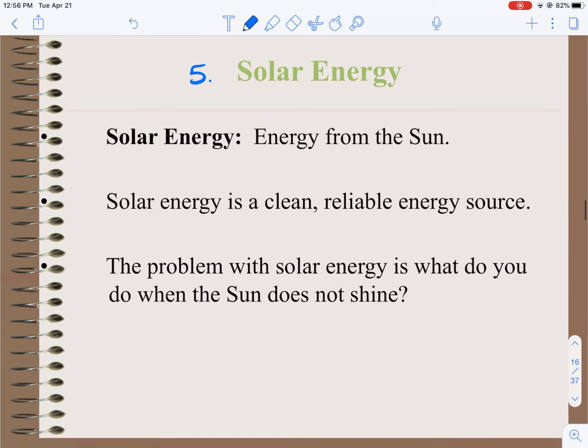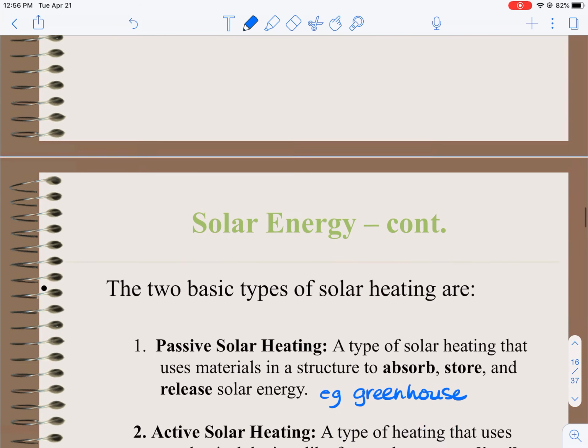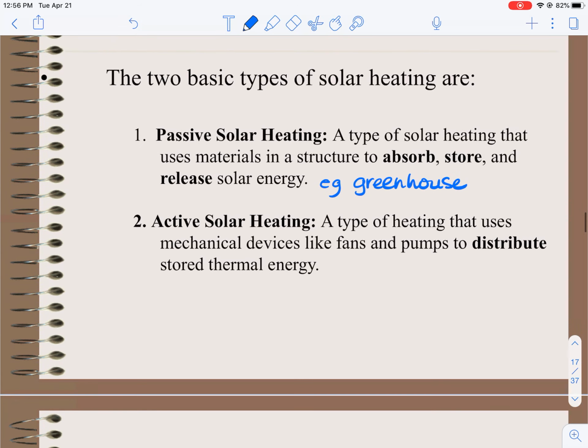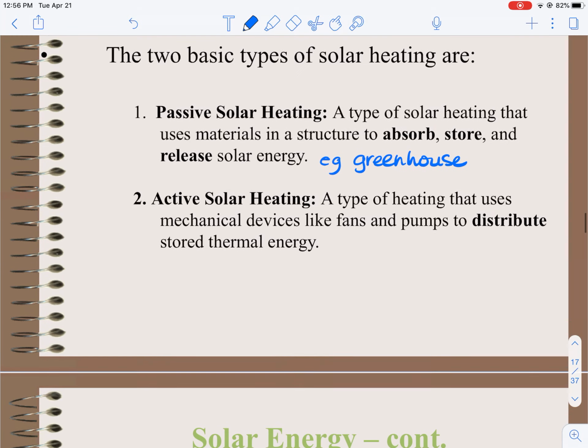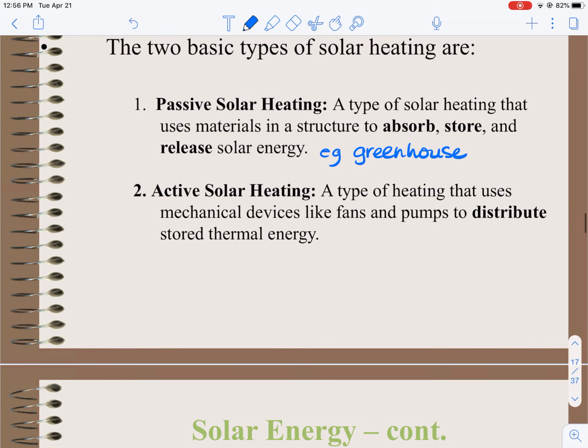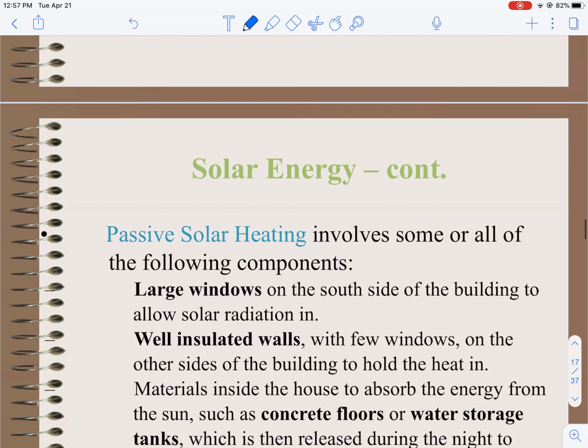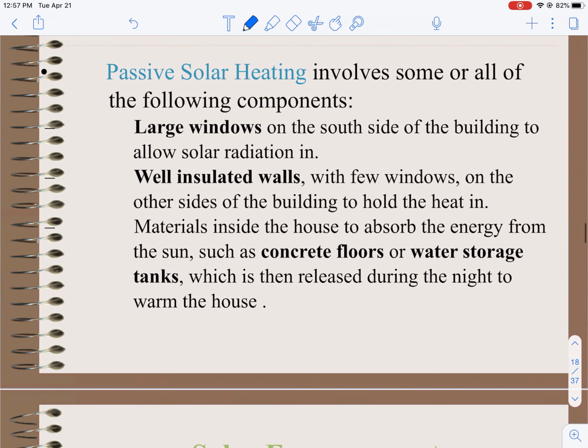Okay, solar energy. The next type of energy, this one is from the sun. And although it's reliable, there are days that are cloudy and obviously nights when solar energy is not shining down. So passive solar heating is when energy from the sun is just absorbed and held, whereas active is when there's some machinery involved, like pumps and fans, that are actually using that stored energy.